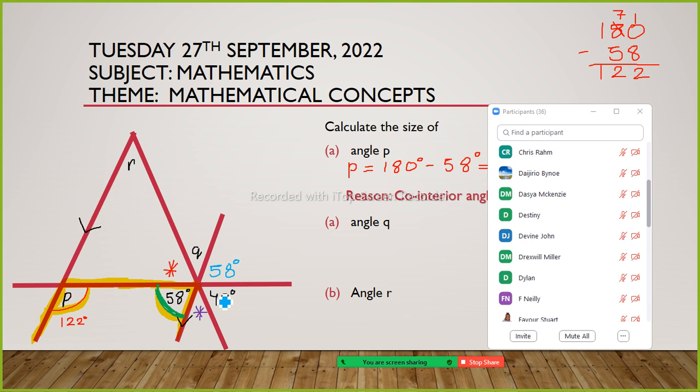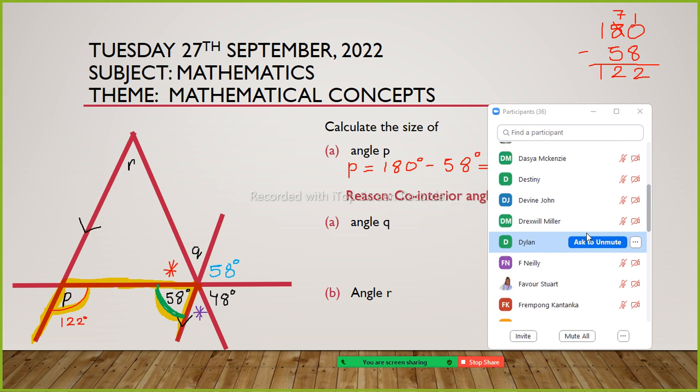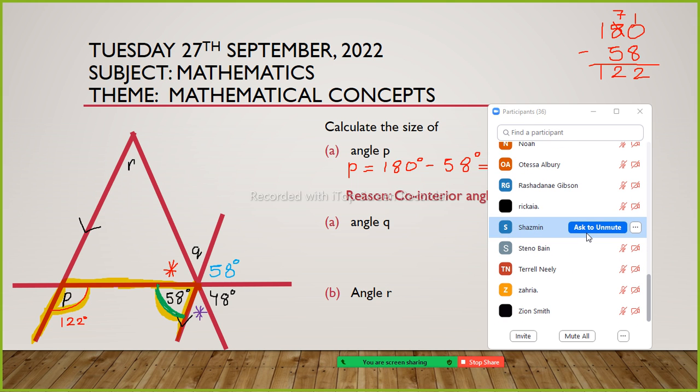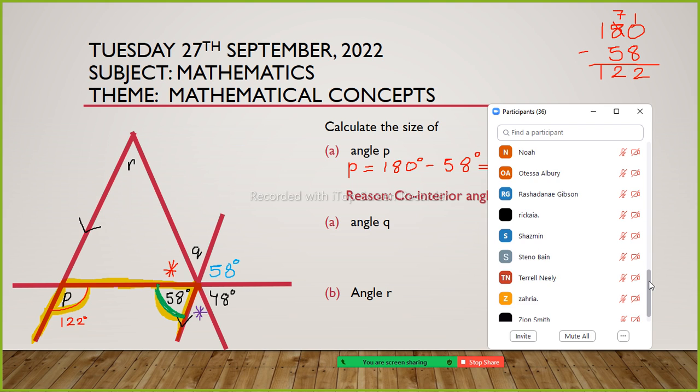Now 48. 48 is vertically opposite to which angle? The one in the red or the one in the purple? Zaria says the one in the red. Otessa, 48 is vertically opposite to which angle? The one in the red or the purple?